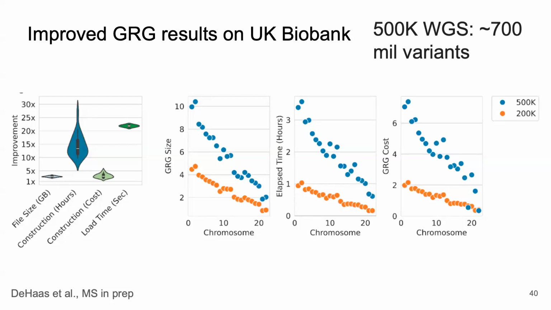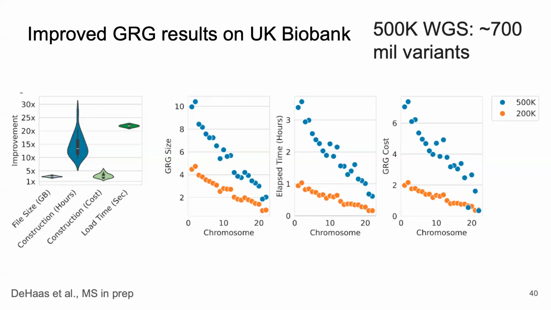And we see that each chromosome of the 500K samples takes no more than 10 or 11 gigabytes in size. And that's the same size the GRG will be when it's in RAM. So it can really be processed chromosome by chromosome with very little RAM usage.